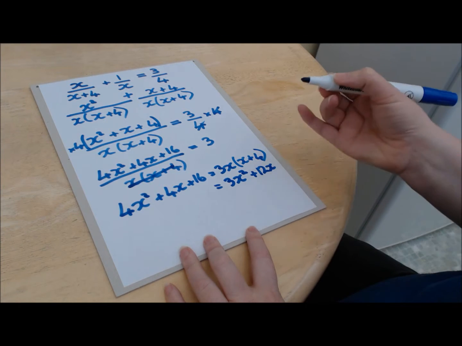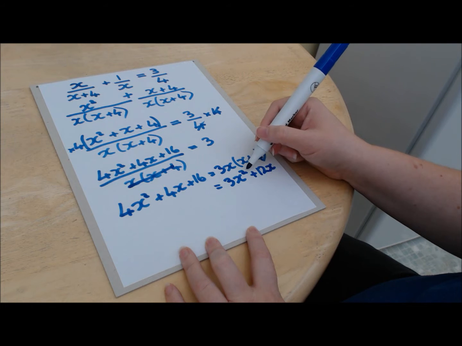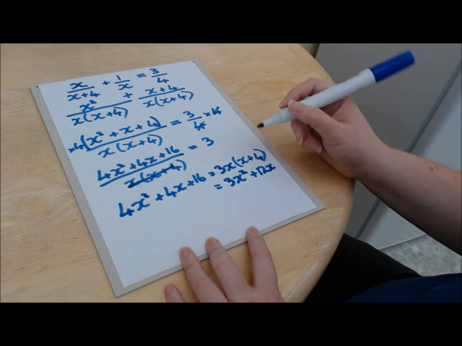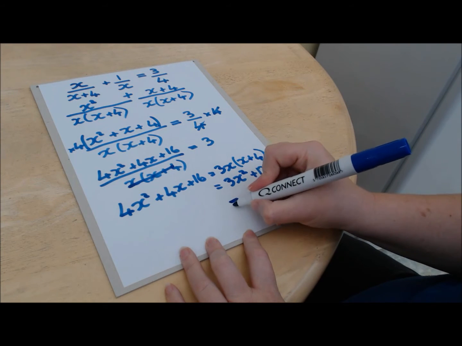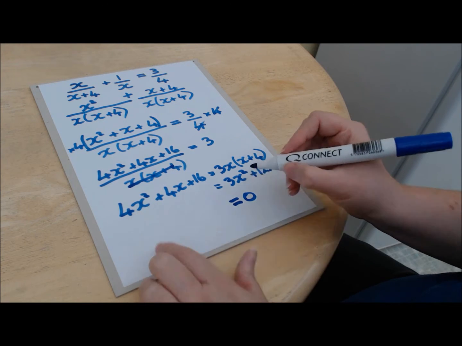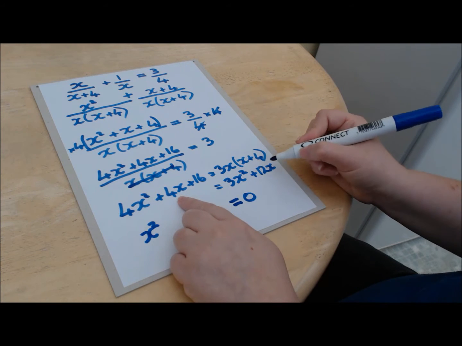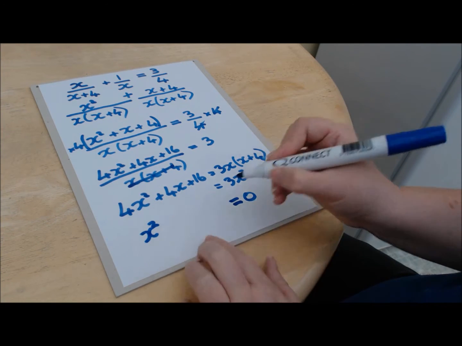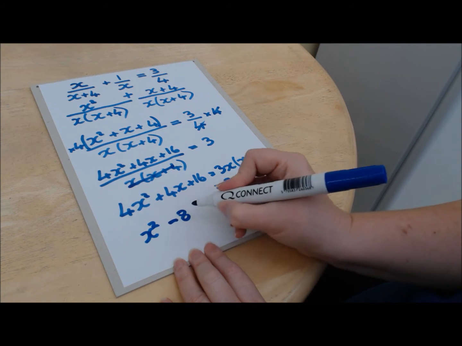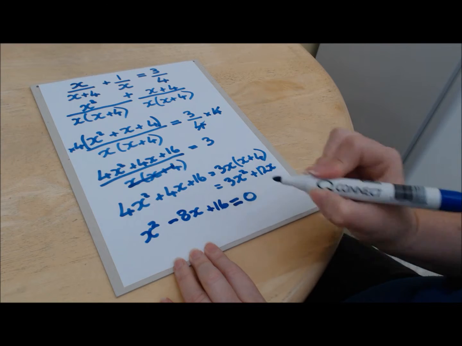And then what we're going to do is get everything onto one side. So we're going to take away the 3x squared and the 12x so that we have 0 left on this side. So 4x squared minus 3x squared is going to give us x squared. 4x minus 12x is going to give us minus 8x. And then we've got our plus 16.